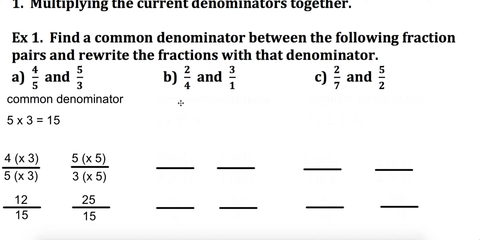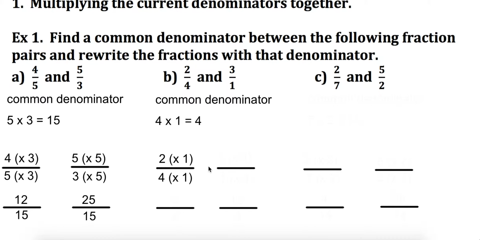Now the second question, we'd do 4 times 1, we'd get 4. So 4 times 1 is not going to change anything. 2 times 1, we're going to still do the same to the top and the bottom. Now in the second fraction, we had to multiply 1 by 4. So on the top, we need to do the same thing, multiply 3 by 4. So the first fraction is actually going to stay the same. It's going to be 2 over 4. But the second fraction is going to change to 12 over 4.